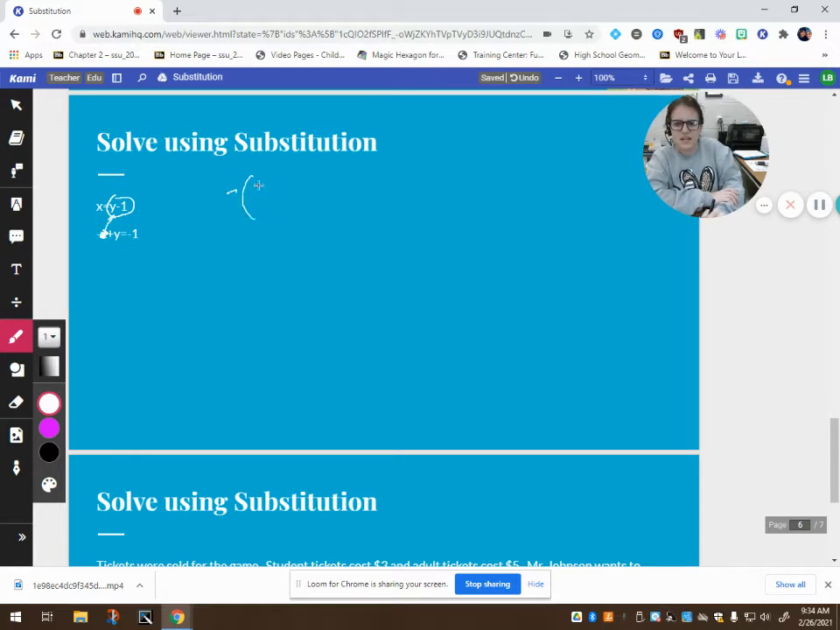So I have negative x plus y equals negative 1. I'm going to substitute in this value of y minus 1 in place of my x. And now I can see that I need to distribute this negative 1 out here. Negative 1 times y is negative 1y. Negative 1 times negative 1 makes it a positive 1 plus y equals negative 1.